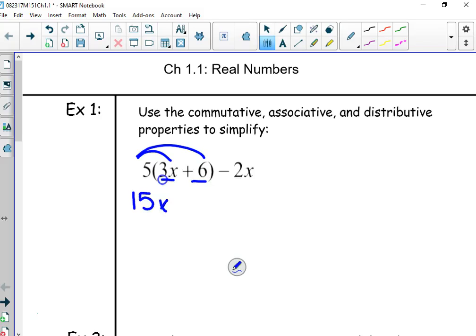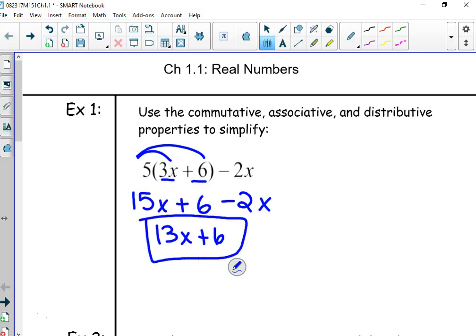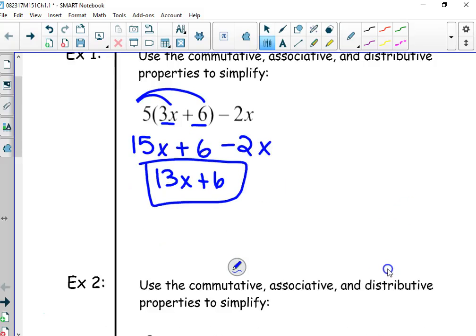It gives us 15x plus 6, and we'll just drop down that negative 2x, take a look and see what else there is to do. We can combine our x terms. So 15 and a negative 2 will give me 13. And we're down to, at most, one term of each kind. So we have an x term and a number term. At that point, we're done.